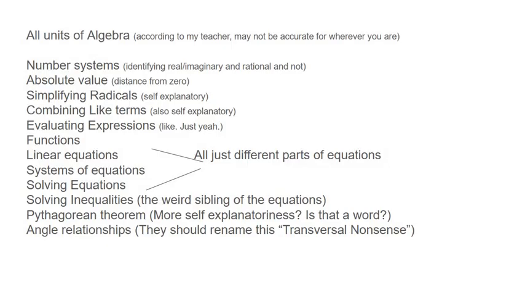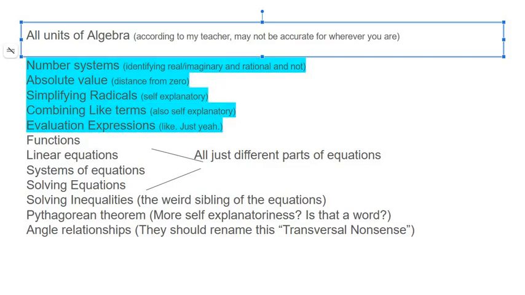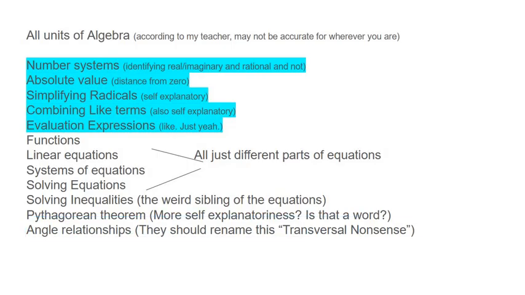Simplifying radicals, quite self-explanatory. Combining like terms, look, it's also self-explanatory. Evaluating expressions, would you guess it? Also self-explanatory. Functions, linear equations, systems of equations, solving equations, and partially even solving inequalities. They're all just different parts of equations. There's the Pythagorean theorem, and angle relationships, where we learn about all the wonders which transversals can do for us. In the next series of videos, we'll cover these, and then the next after that, we'll cover these, and then these.